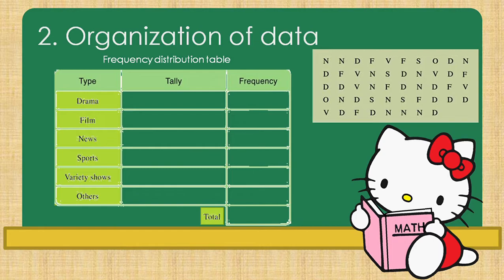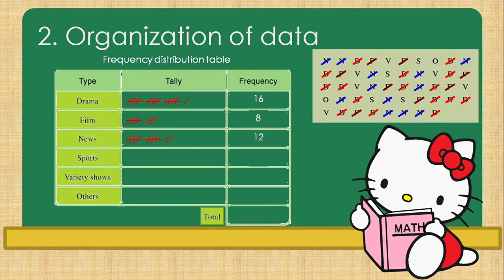For example, we count the drama first. How many of them like drama the best? We can count it one by one, and then use a tally to help us count the numbers, 5 in a group like this. So we can count the total: 16 people like drama. About film, news, sports, variety shows, and others, by using a similar method, we can count it one by one, using tally, find out the frequency, and also the total number, which is 48.